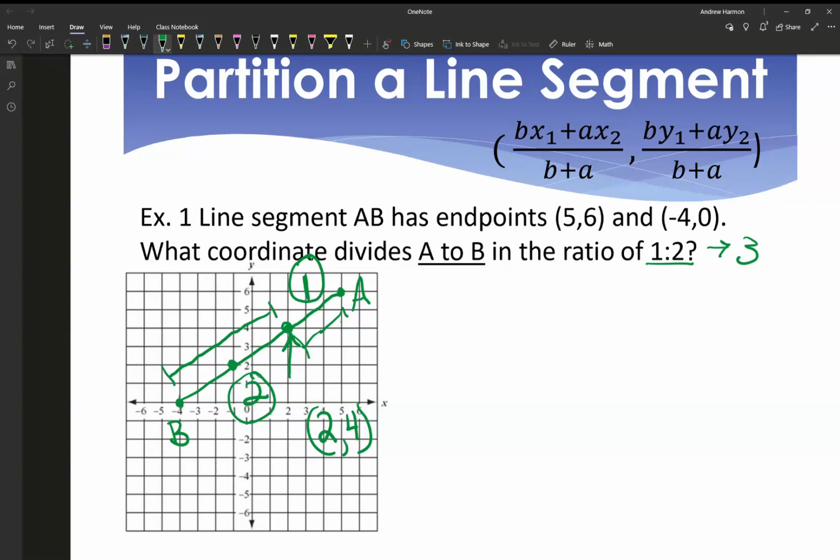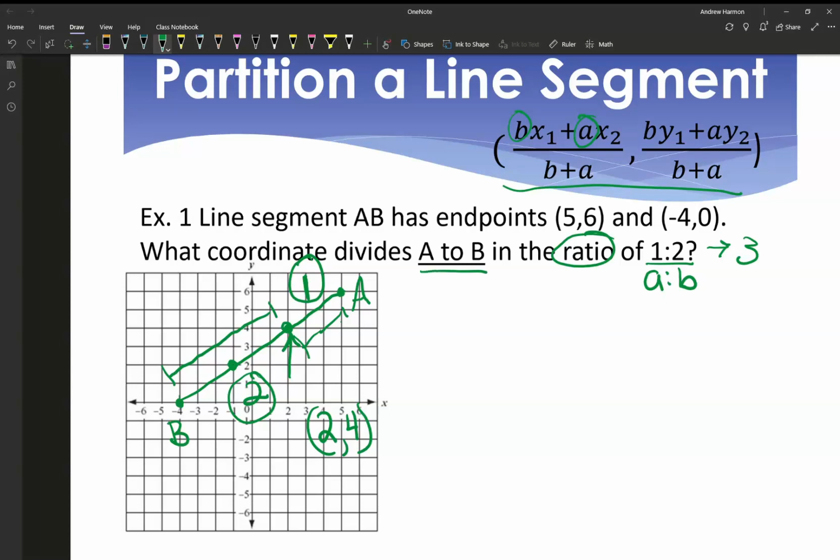So let's look at what that looks like for this equation up here. Anytime you do these problems, the b and the a come from the ratio. In this case, our ratio is 1:2. So we go a, b. So a is 1, b is 2. And then from here, and this is the important part, x1 and x2 have to go in the order that the line goes in.